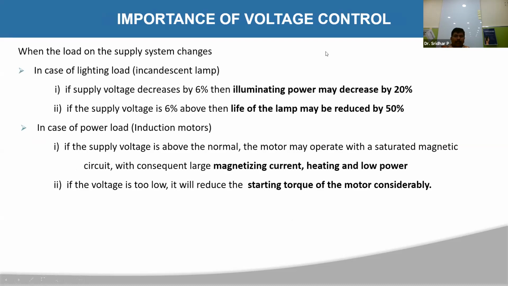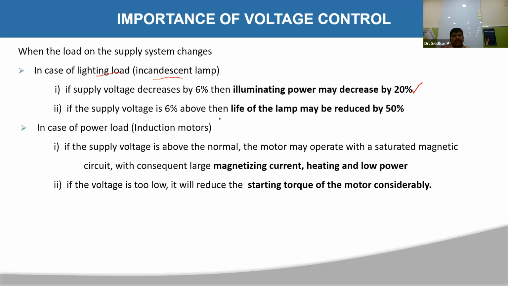And one more thing is the importance of voltage control. I think everybody knows that the life of a lamp or of electrical appliances is reduced if the voltage is not maintained properly. If the supply voltage decreases by 6%, the illuminating power may decrease by 20%. So if this is not properly corrected, you unnecessarily have to pay extra for power illumination, especially for lighting loads, in incandescent lamps especially.